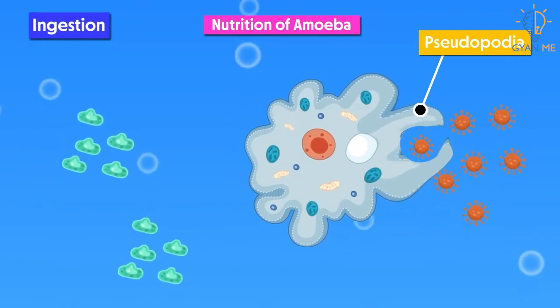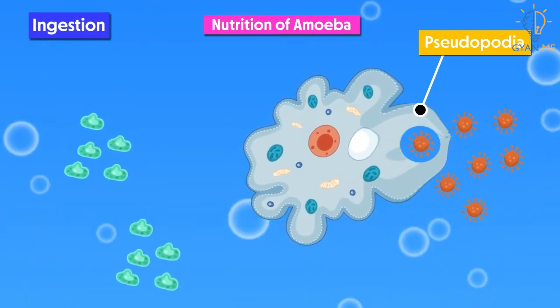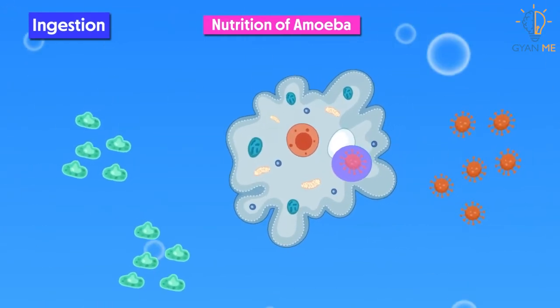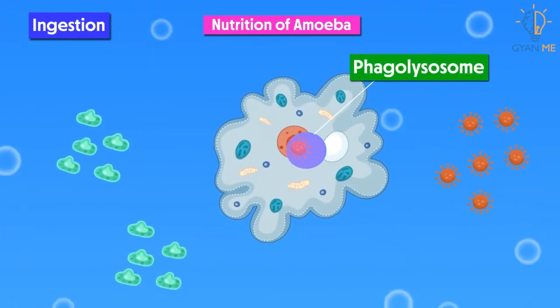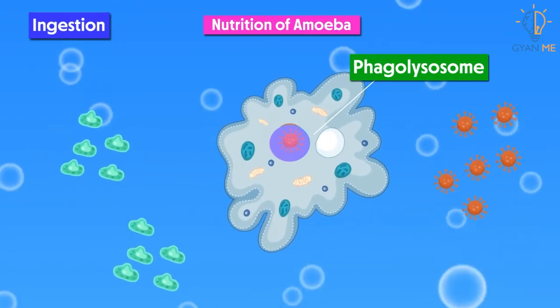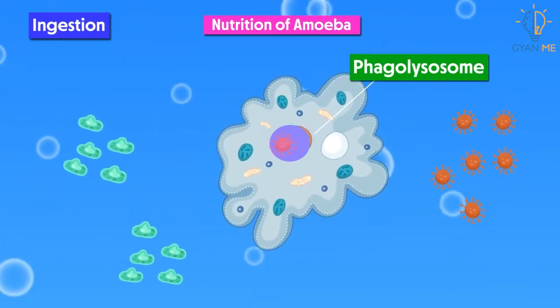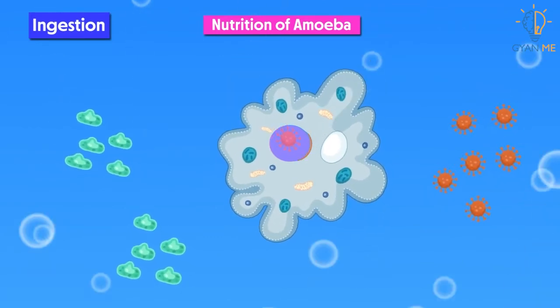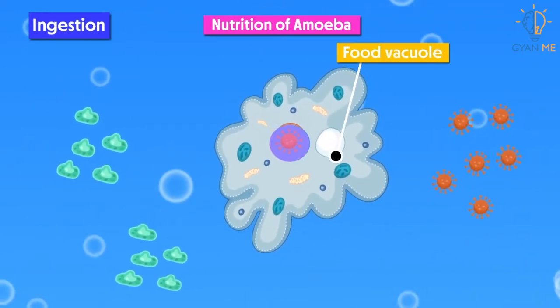After the food is completely encircled by its cell membrane, the food is engulfed inside the cell. Here, lysosome empties its digestive enzymes into this bag to digest the food particle. This encircled structure where the food particle is trapped is called the food vacuole.